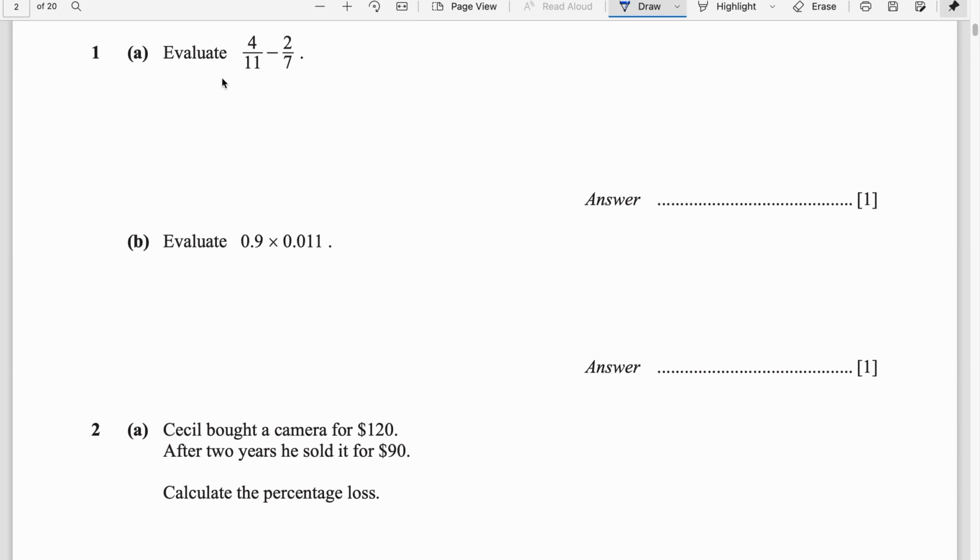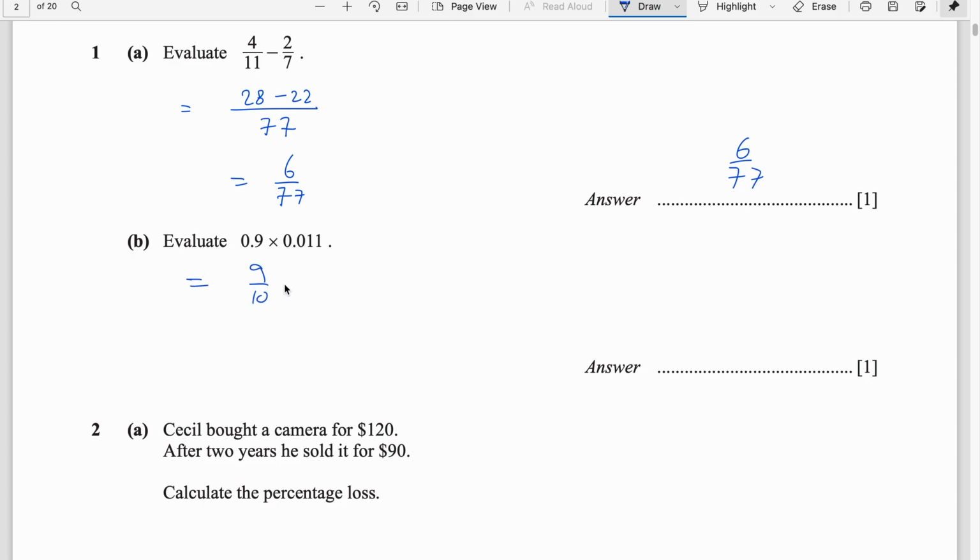Question number 1, evaluate the given number. 11 into 7 is 77, 11 into 2 is 22, 7 4 times 28, 28 minus 22 is 6 by 77 is your answer.